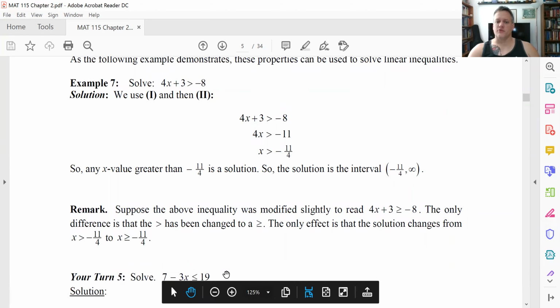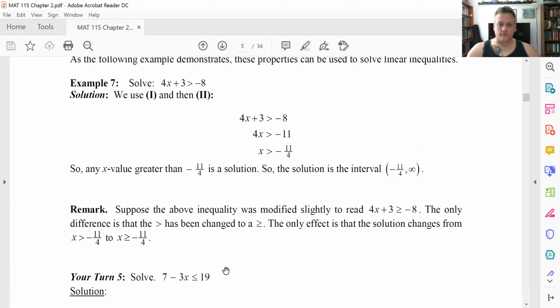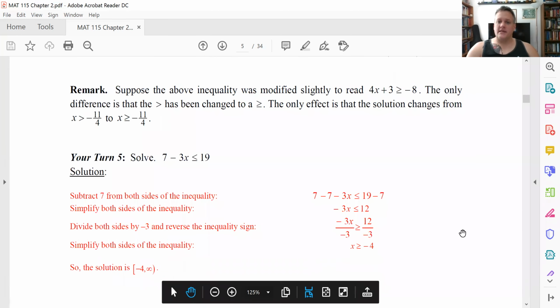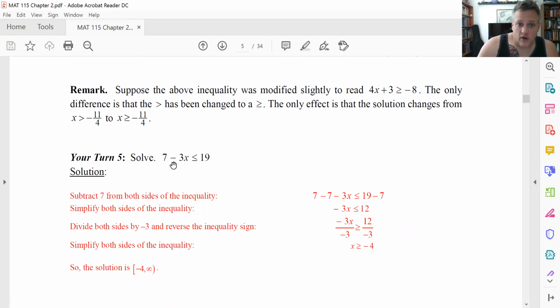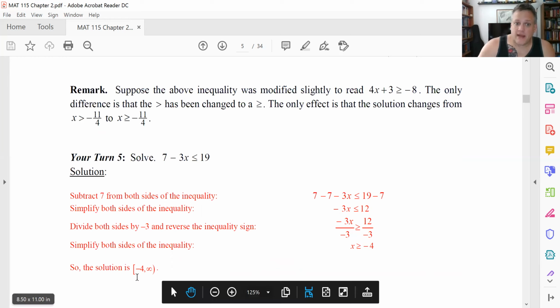7 minus 3x less than or equal to 19. All right, so the idea again is to get the x term on one side by itself. So I'm going to move the 7 over by subtracting 7 from both sides. That yields the inequality minus 3x less than or equal to 12. And so now if I divide both sides by negative 3, remember, if I divide by a negative number, I have to switch or reverse the inequality sign. And so if I reverse it, it becomes x bigger than or equal to minus 4. Notice I'm including the minus 4 here because of the equal sign. And so this time I use a bracket, not a parenthesis, on the -4 to infinity.